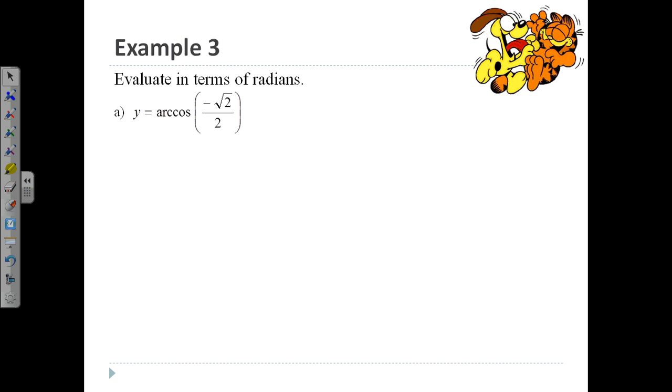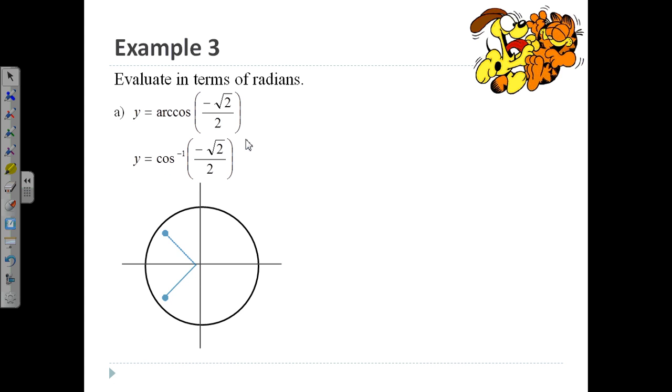So let's take a look at this first example here. It says y equals arc cosine of negative root 2 over 2. So if you have your unit circle, pull it out, take a look at it, and look at where cosine is negative root 2 over 2. So first of all, think about which two quadrants is cosine going to be negative in. That should be the second and the third quadrant, right? So it should be here and there. So when you're looking at your unit circle, these two angles are going to be 3 pi over 4 and 5 pi over 4. So those are your two answers.